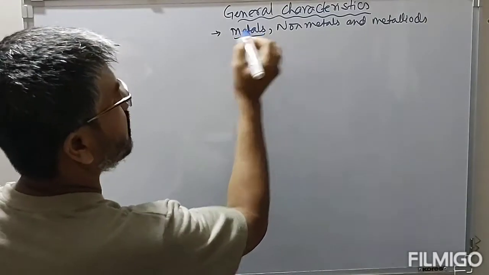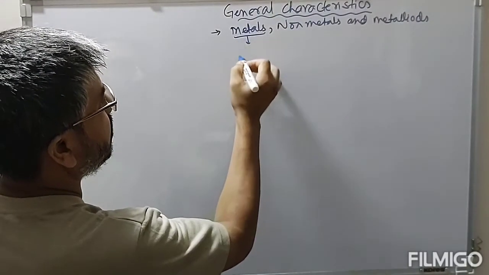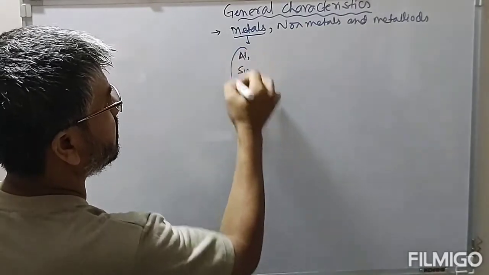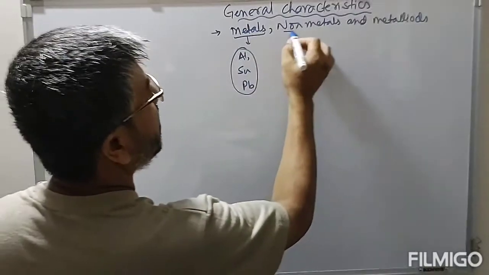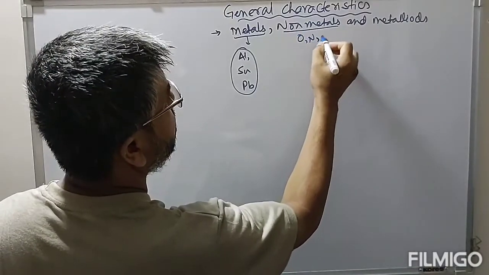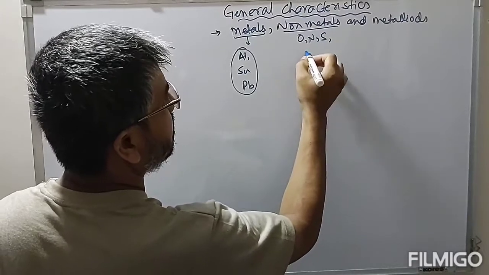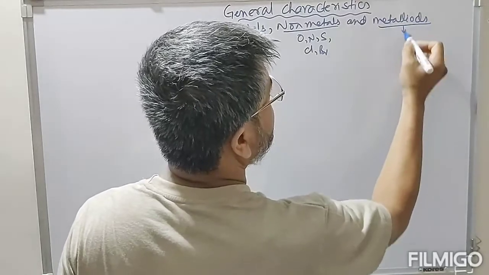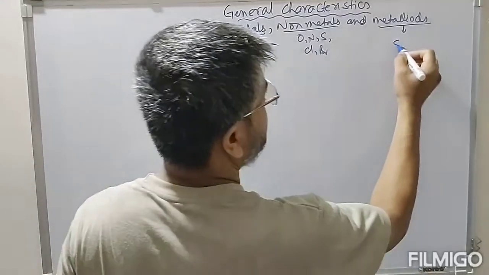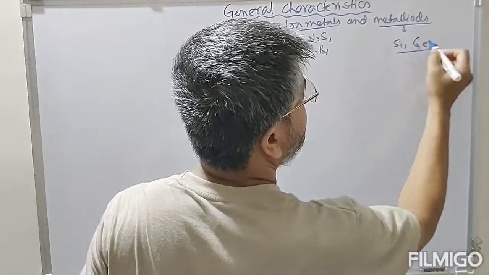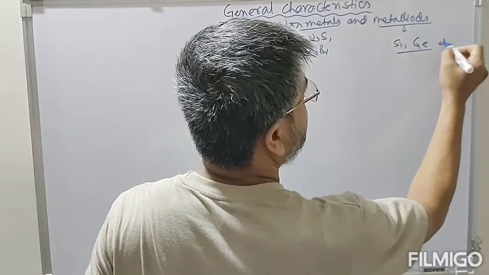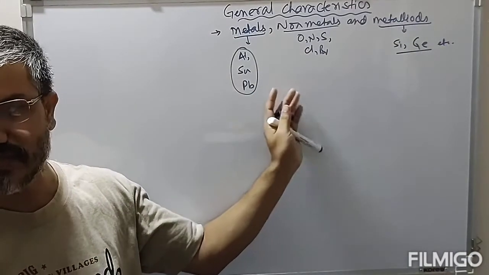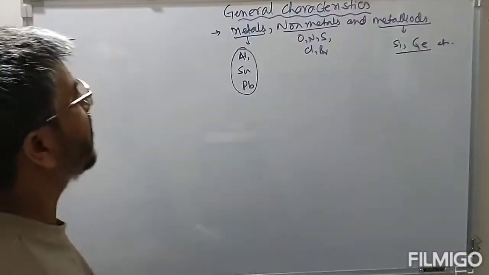Look at the metals: we have aluminum, tin, lead. These are some of the metals. Non-metals: we have oxygen, nitrogen, sulfur, chlorine, bromine, iodine, etc. And metalloids: the most common are silicon, germanium, etc. So this group consists of all different types of elements: metals, non-metals as well as metalloids.